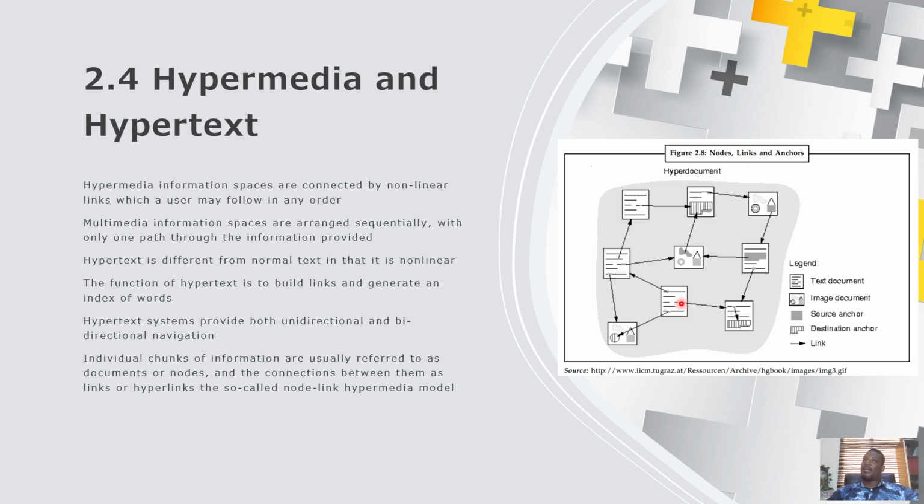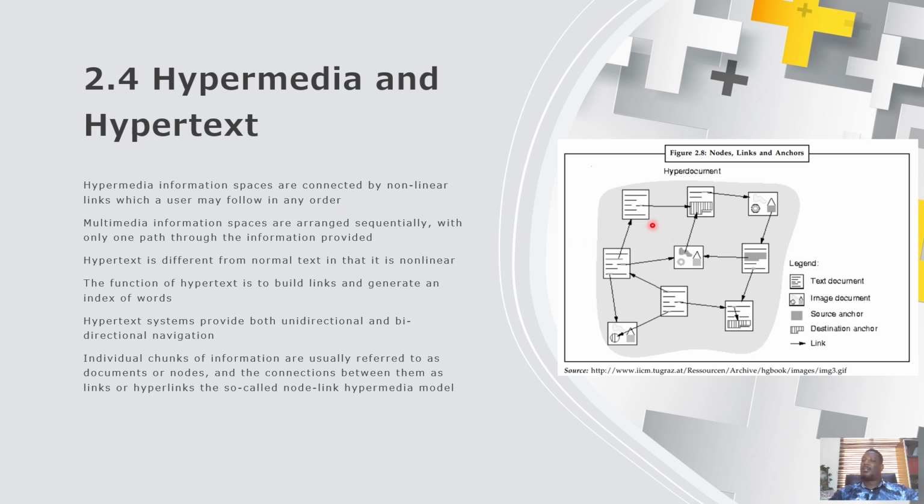Now, in intro to computing, it said when you have objects connected on a network or connected together, we call them nodes. So all these things, because they are connected together, they form nodes. So hypermedia information spaces are connected by nonlinear links, which a user may follow in any order.